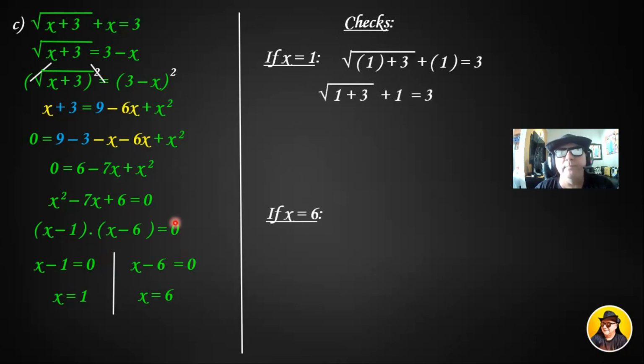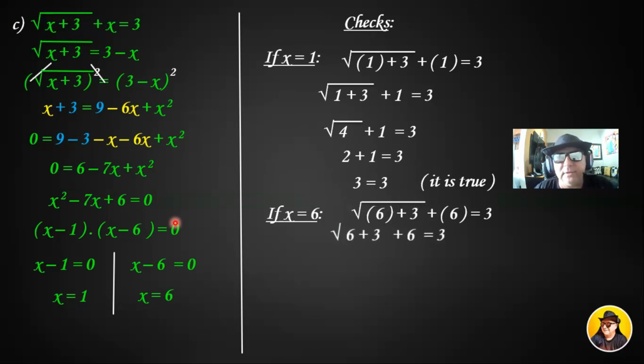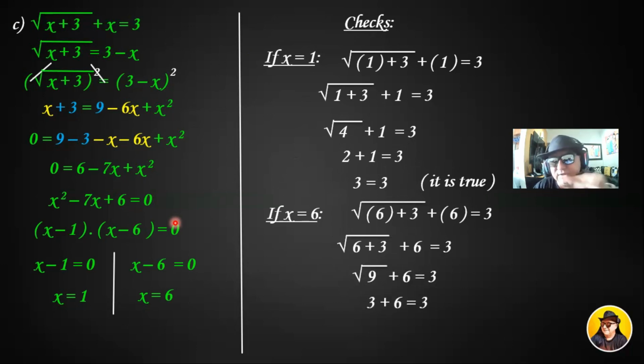I have that 1 plus 3 is 4. Yes, the square root of 4 is 2 and 2 plus 1 is 3. So I can see that this is true. So x is 1 is already an answer. Let's check for 6. The square root of 6 plus 3 plus 6 is 3. Well, 6 plus 3 is 9. And the square root of 9 is 3. So I have that 3 plus 6 is 3.